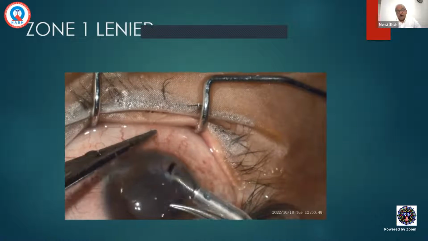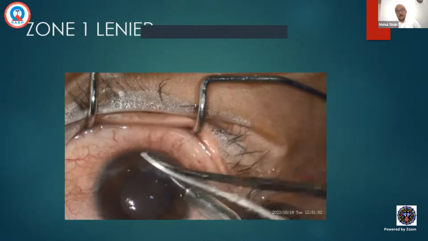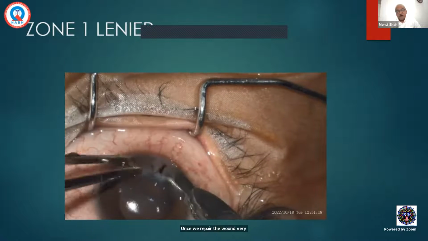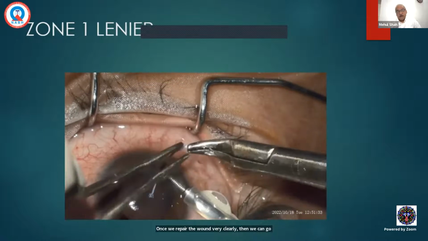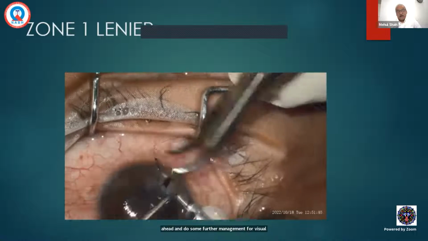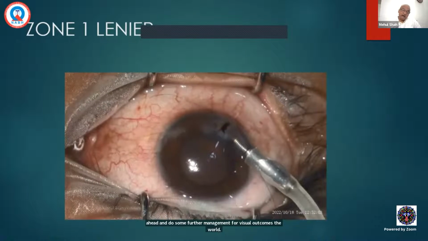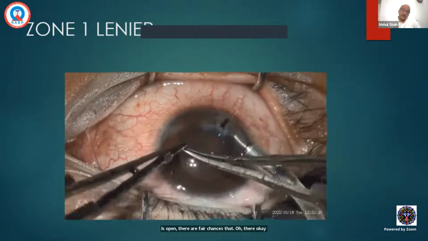Once we repair the wound very clearly, then we can go ahead and do some further management for visual outcome. But if the wound is open, there are fair chances that there can be intraocular infection, which has to be prevented.